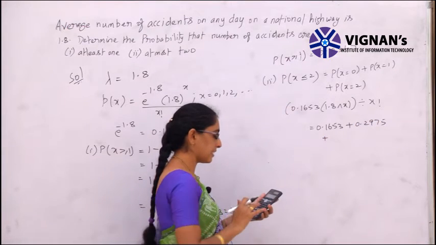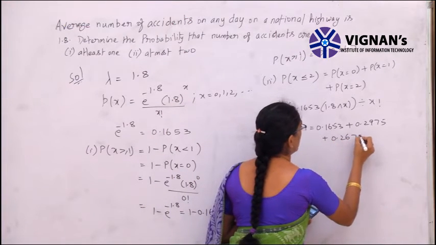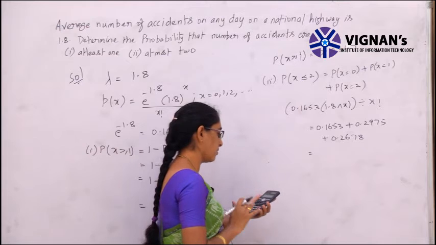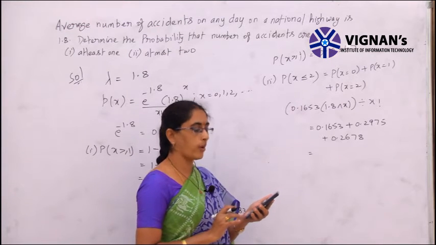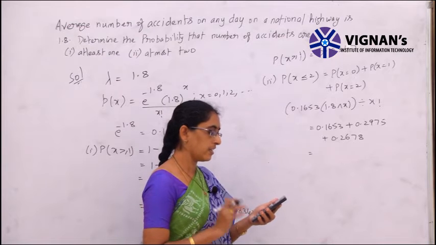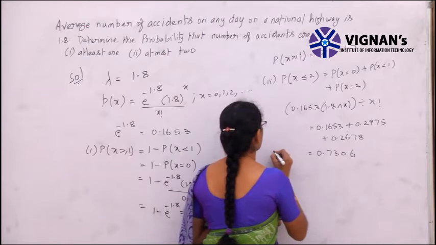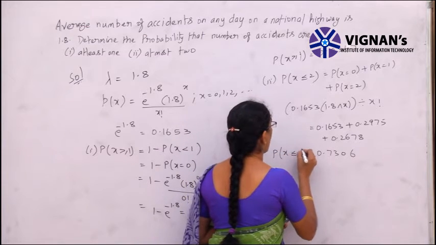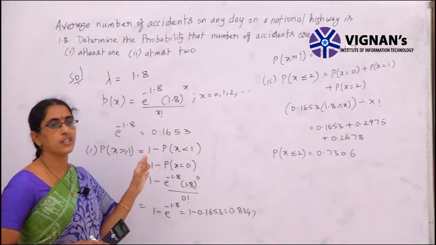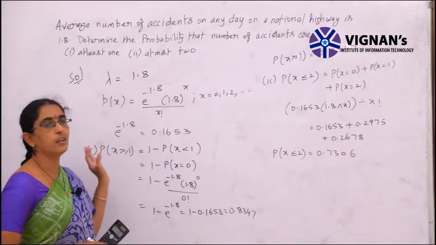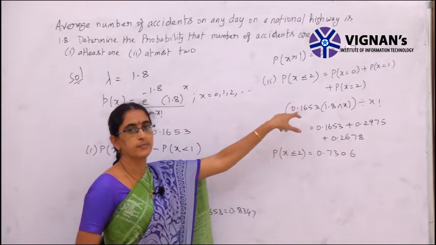Plus again press CALC and give the value 2. It is 0.2678. Now add all these three values. So 0.2678 plus 0.2975 plus 0.1653 is equal to 0.7306. So the probability that at most 2 accidents are is 0.7306. So remember, always the average means the lambda value is given in the problem, and you have to store the equation in the CALC like this.